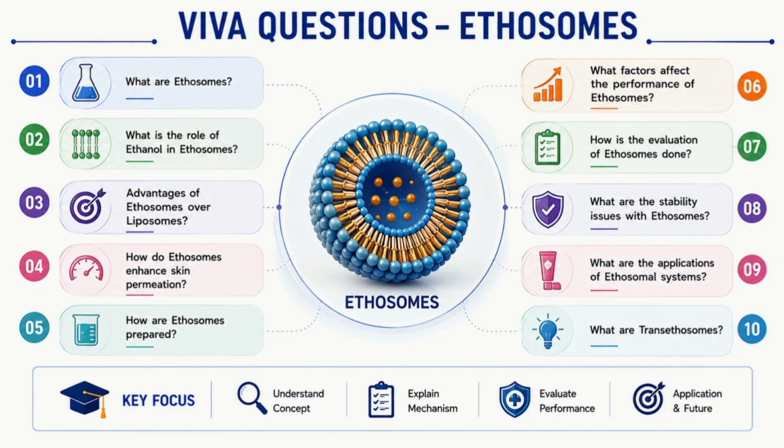The important preparation methods include the cold and hot methods. Important evaluation parameters include particle size, PDI, zeta potential, entrapment efficiency, morphology, deformability, drug release, skin deposition, and permeation. The major advantages are enhanced skin delivery and flexibility. The major limitations include possible irritation, ethanol volatility, lipid instability, and challenges in scale-up. That is the complete conceptual framework of ethosomes.